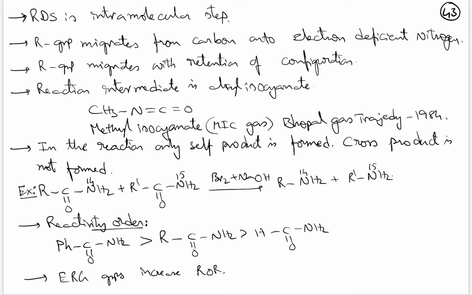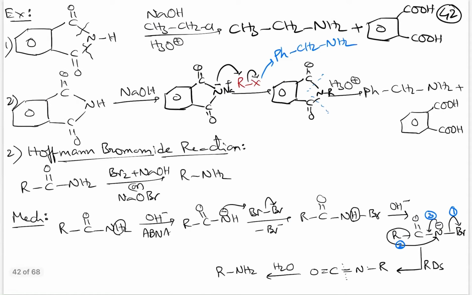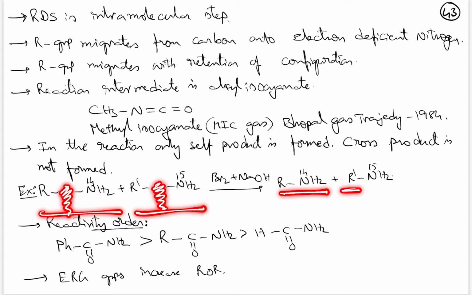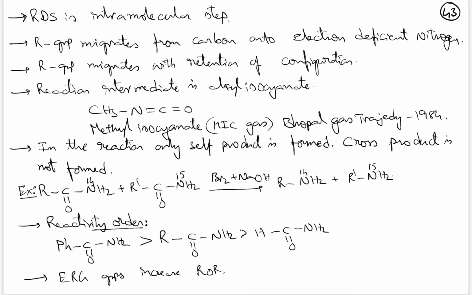In this reaction, only self product is formed, cross product is not formed. Why cross product is not formed is because the rearrangement is intramolecular only. Therefore, in this example, from this compound, C double bond O will be removed, and you will get RNH2, and from this reactant C double bond O will be removed, and you will be getting R' NH2. Okay, then reactivity order of different amides is benzamide or benzene carboxamide better than alkanamide better than formamide. Then electron releasing groups will increase the rate of reaction.